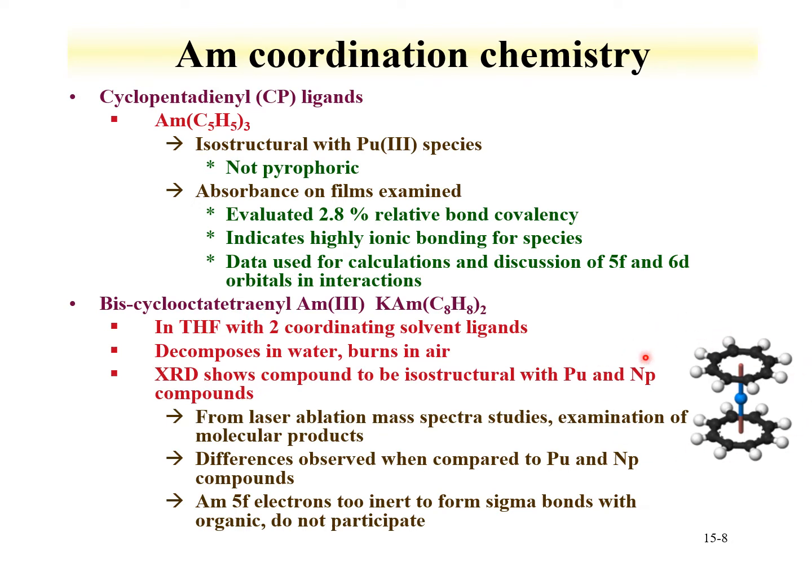The ring structure with the cyclooctatetraene ligand, the bis compound shown here for americium, has been examined. This compound is shown to be isostructural with both plutonium and neptunium compounds. There are differences observed when compared to the plutonium and neptunium compounds, particularly with some of the spectroscopy. There's an indication that the 5f electrons in the americium are tuned to form sigma bonds with the organic ligand, and do not participate, unlike the lighter actinides.